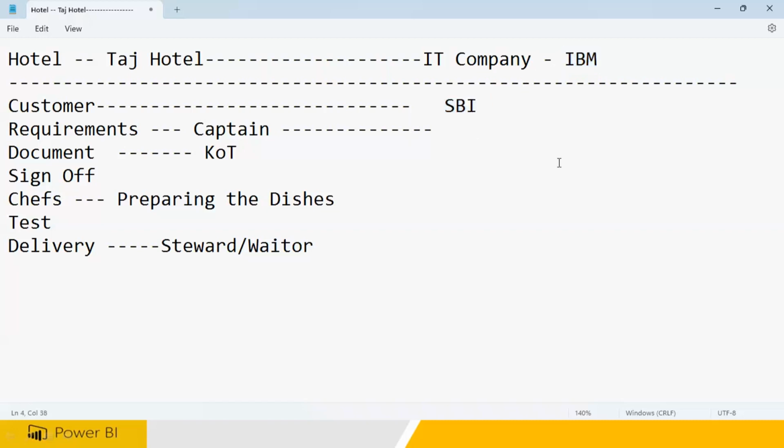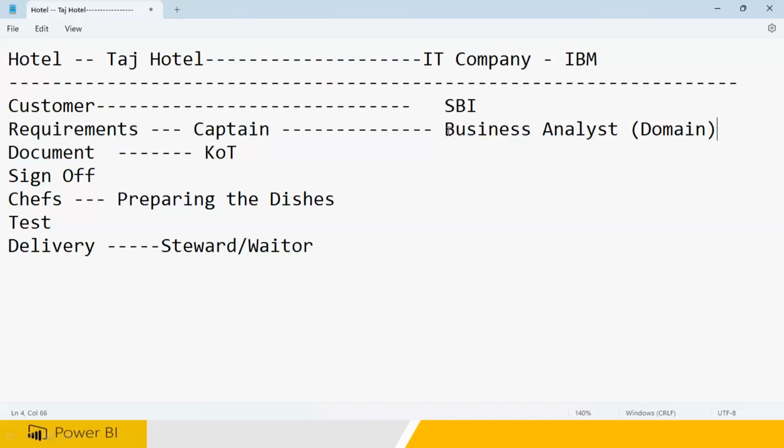Immediately what will happen? You are going to get requirement people. So State Bank of India will get a lot of people who are going to be gathering the requirements. Now, for gathering requirements, in the hotel we have a captain, right? So here, who's going to come to gather the requirement? There is a business analyst. Business analyst means who can understand the business, who can understand the domain knowledge. These people are not technical people.